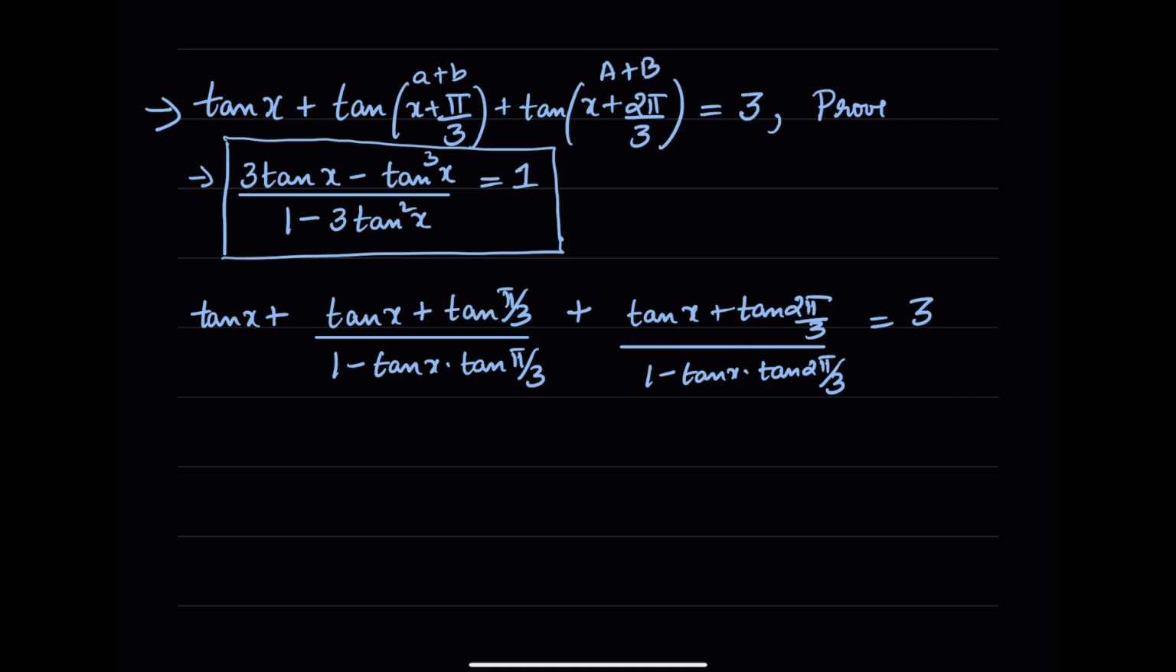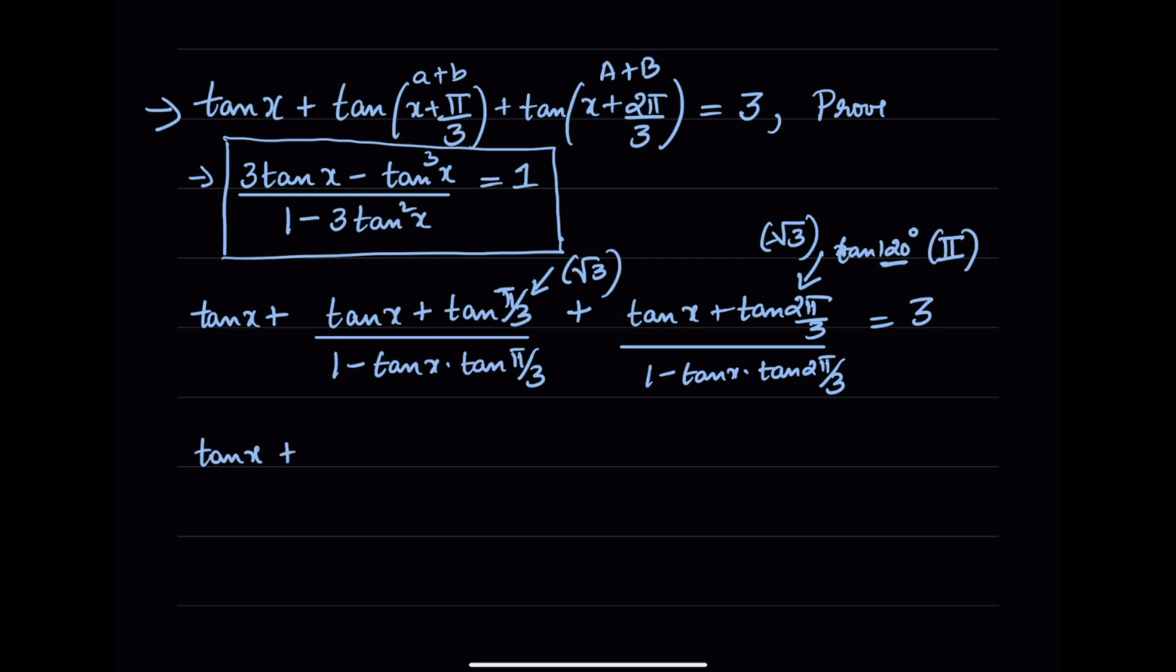Now let's start simplifying this. Let's apply the value of tan pi by 3 here and tan 2 pi by 3 here. So tan 2 pi by 3 is tan of 120 degrees. So tan of 120 degrees means it is in the second quadrant, and in the second quadrant tan is negative. So tan 2 pi by 3 would be minus square root of 3, and tan of pi by 3 is tan 60, so this would be square root of 3. So let's apply that.